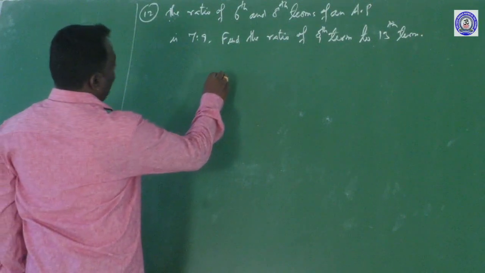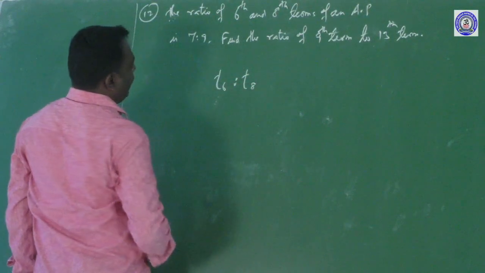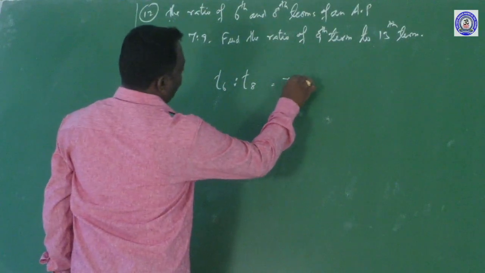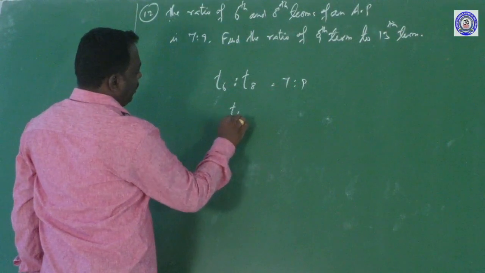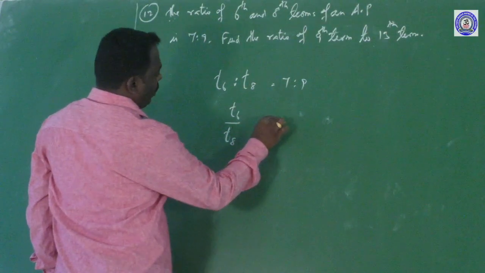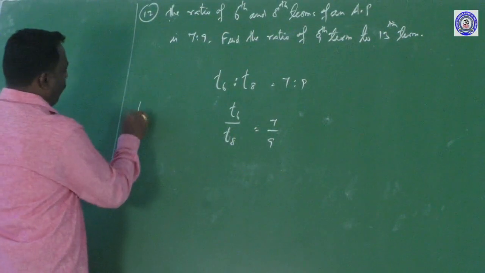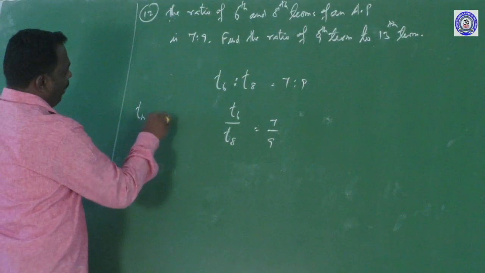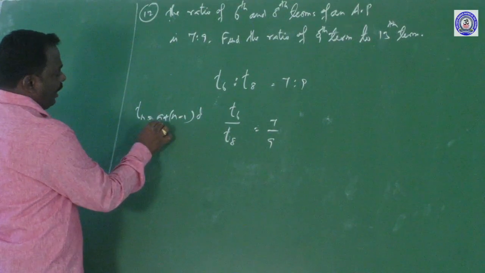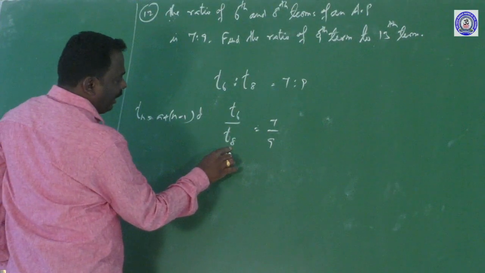Now what is given: the ratio of T6 to T8 is 7:9. Let us write T6 by T8 equal to 7 by 9, converting to fraction form. We know Tn equals A plus n minus 1 into D. Applying the Tn formula, in the numerator n equals 6, and in the denominator n equals 8.